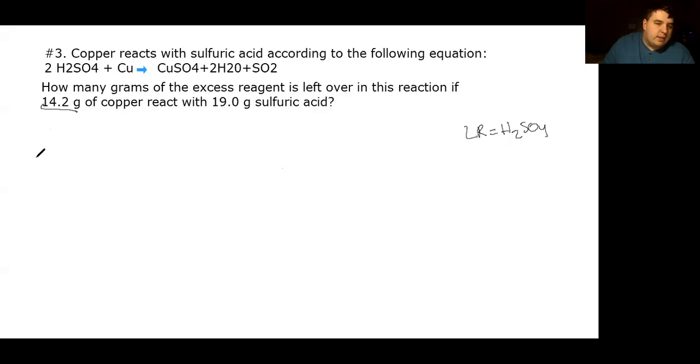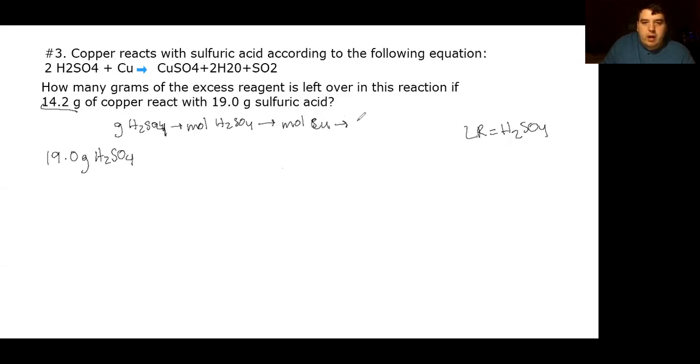So now we can go ahead and say that since we have our limiting reagent with sulfuric acid, we're going to go ahead and use all 19 grams. And what we want to do is convert this into moles of sulfuric acid. Then we want to convert those moles of sulfuric acid, so basically if we do this little chart here, we want to go from this to moles of sulfuric acid. Then we're going to convert that to moles of copper. And then we're going to convert the moles of copper to grams of copper. So this is what our plan is.